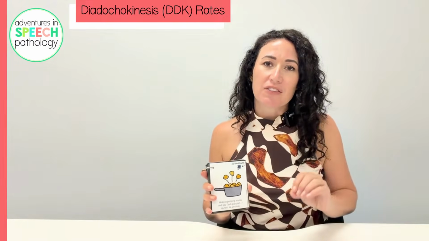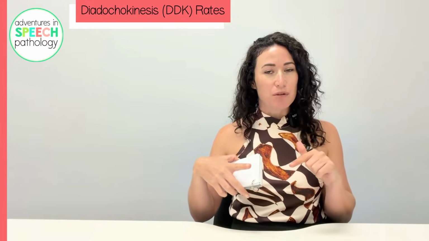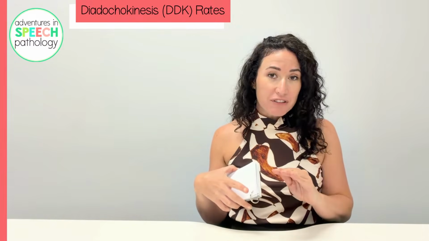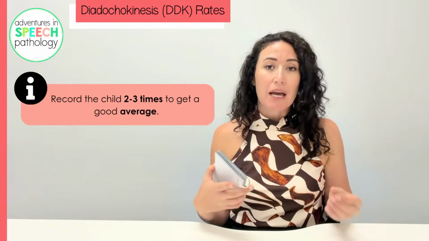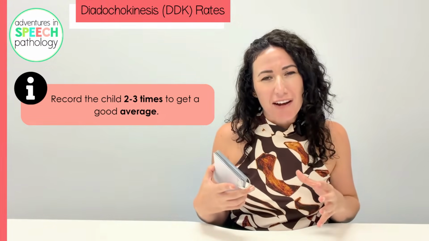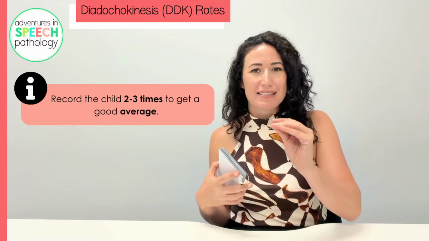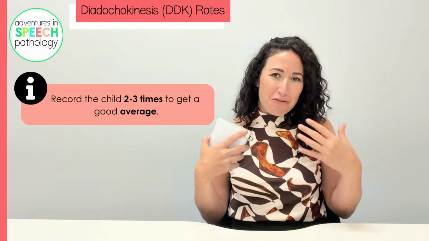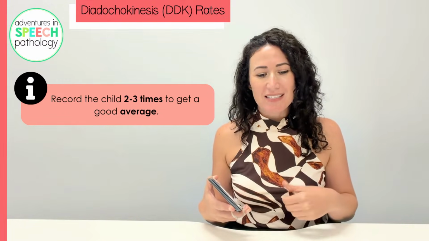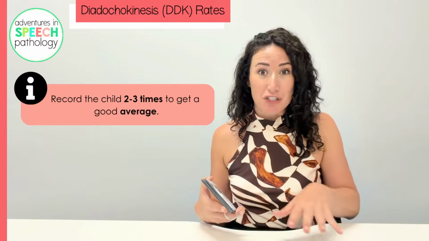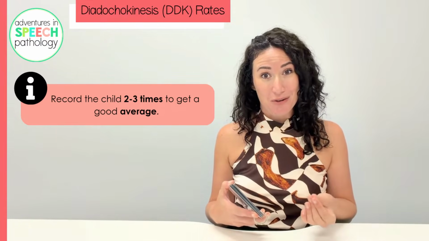And I usually will let the child have a couple of opportunities first, and then I will bring out the timer. And often I will do 2 or 3 times recording, because I want to make sure that I get a good average and that the child isn't fatigued, or that they're saying the sounds, or they're not running out of breath. So I do like to give the child a couple of opportunities and give myself practice for timing, just to make sure that I can get the most accurate score.